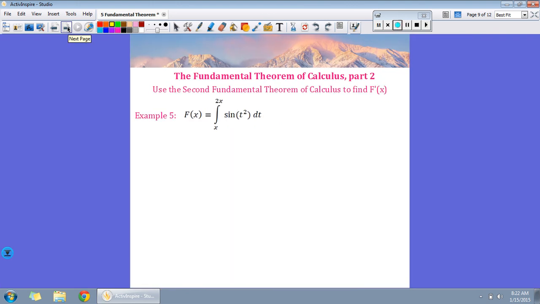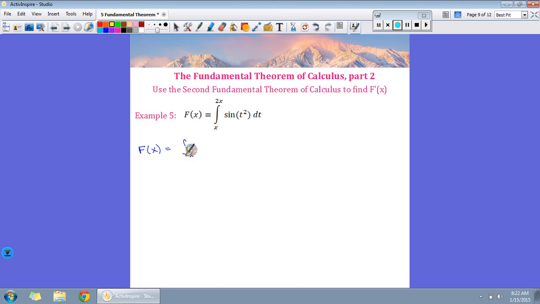Our final example is a little bit more complicated because we have two functions as our limits of integration. Since we only know how to do it for one, what we're going to do is split up this integral so that we have only one variable on each integral. So I'm going to pick 0 as the place to split this up.